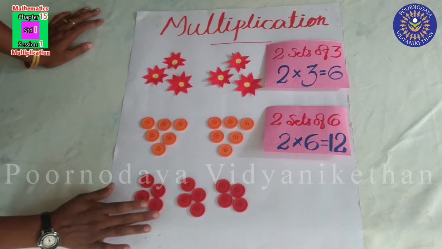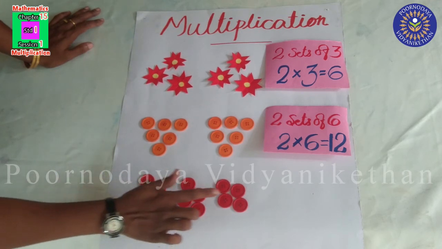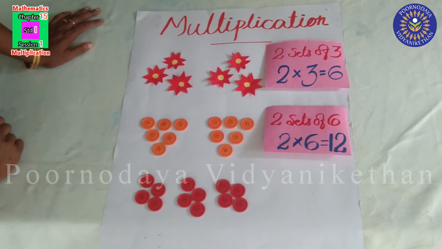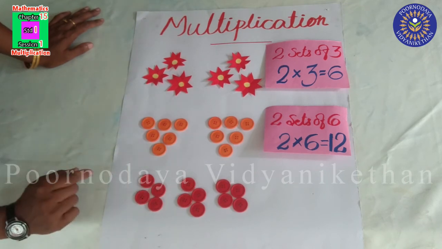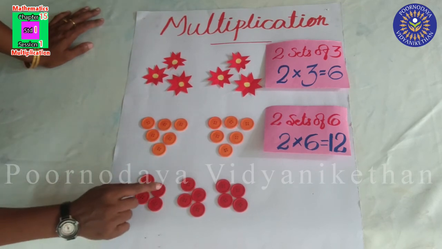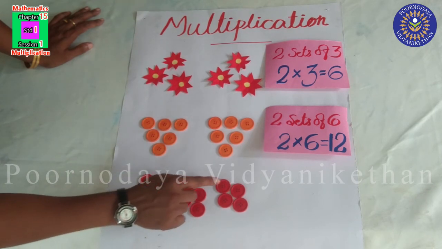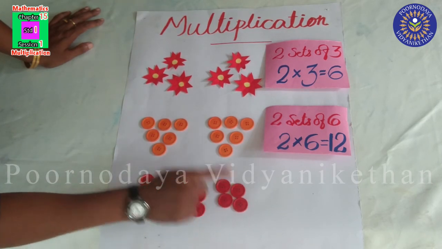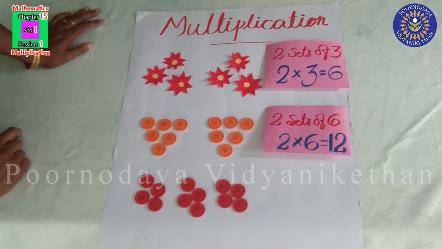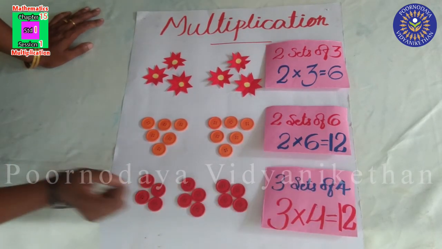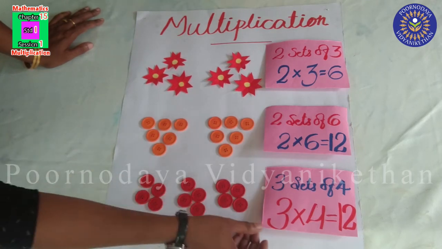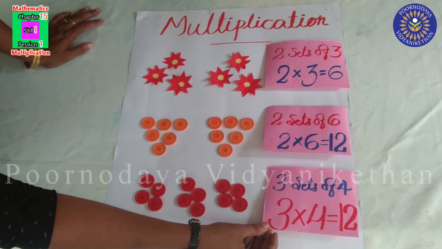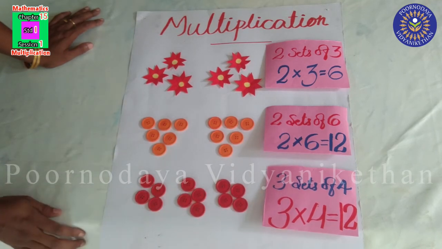Total how many groups? 3 groups. 1, 2, 3. 3 groups of 4 buttons. Now tell me total how many buttons are there? Yes, altogether 1, 2, 3, 4, 5, 6, 7, 8, 9, 10, 11, 12. Altogether 12 buttons. 3 sets of 4 or 3 into 4 is equal to 12.